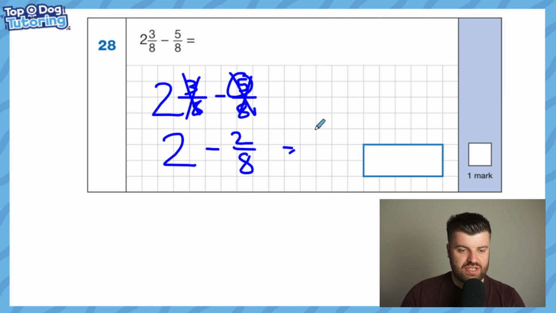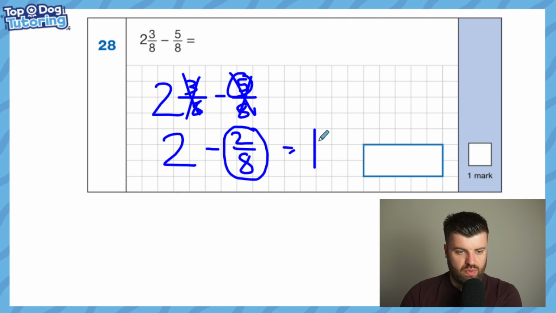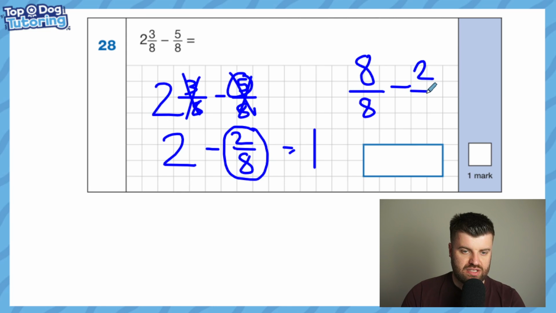That means my answer is going to be 1 whole, and I'm going to take 2 8s away. So if I've got 1 whole on top of my 1 here, and I take away 2 8s, well, 1 whole I can swap for 8 8s, take away 2 8s, is 6 8s. So I've got 1 and 6 8s left.